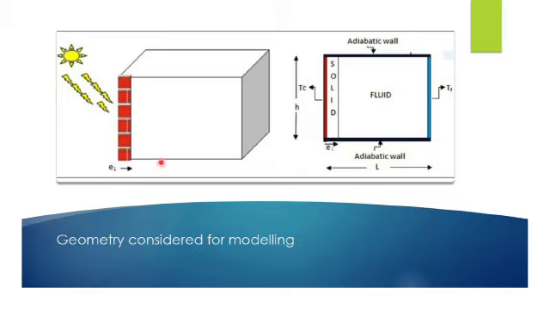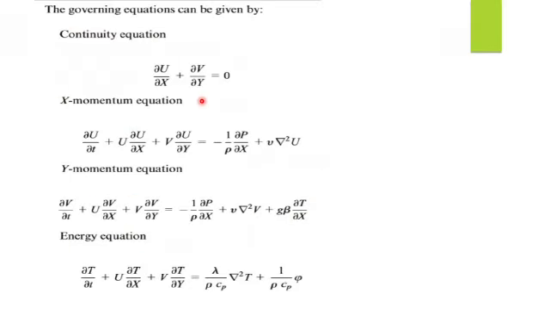So this is the geometry considered for the modeling. It has a room in which there is a fluid, and there are adiabatic walls all over it except for one wall. So the heat transfer can take place through this wall. The same thing is shown in 3D here. So this is the wall through which the heat transfer can take place, and all others are surrounded by adiabatic insulation.